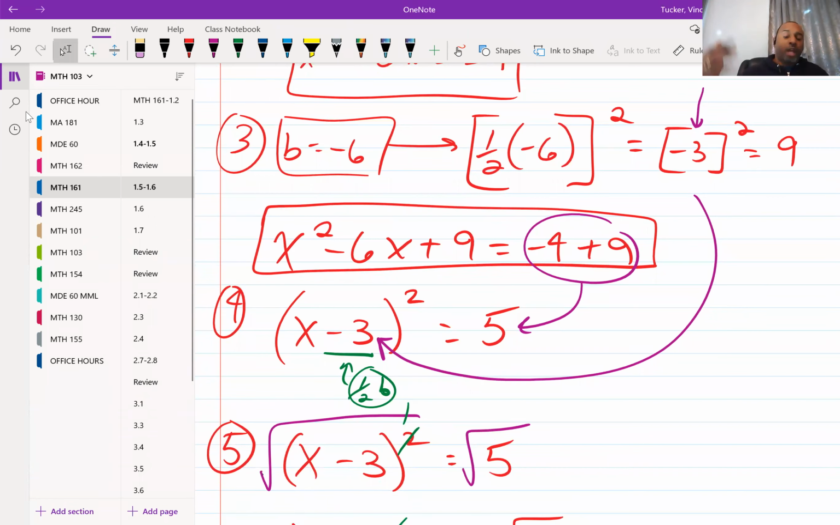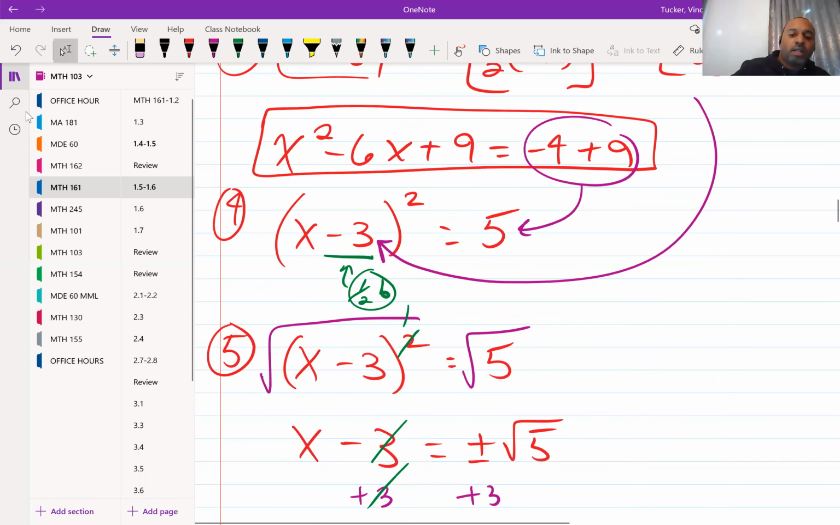All right, so now we have a square on this parentheses because I want to solve for x now, but I need access to x. So in order to get access to x, I need to remove the square from that parentheses. So I'll take the square root of both sides. So that's what I did here. The square root and square cancel. And that leaves me with x minus 3 equal to plus or minus square root of 5.